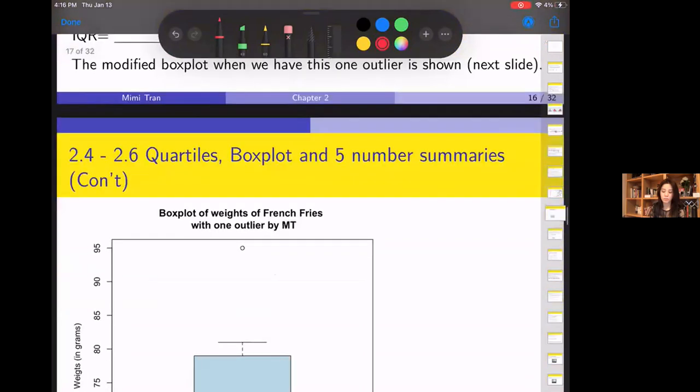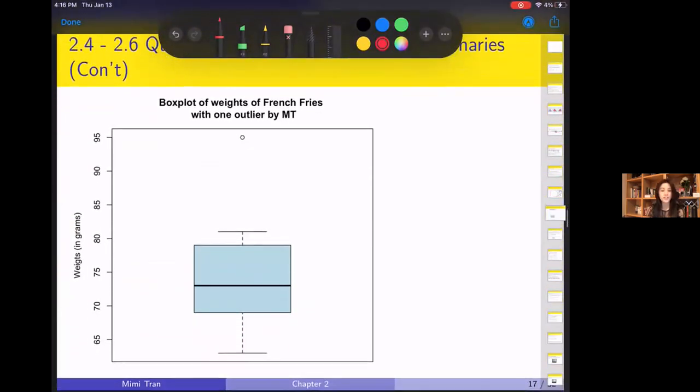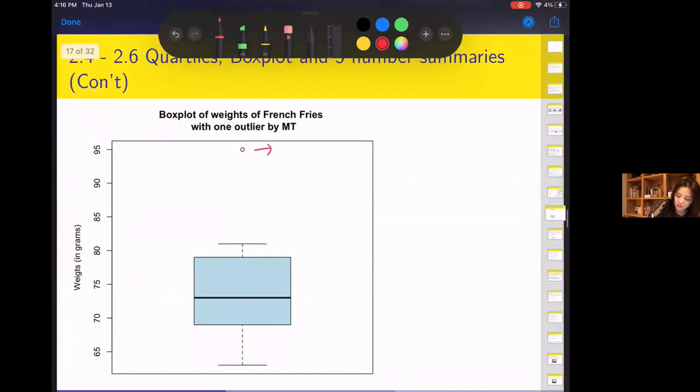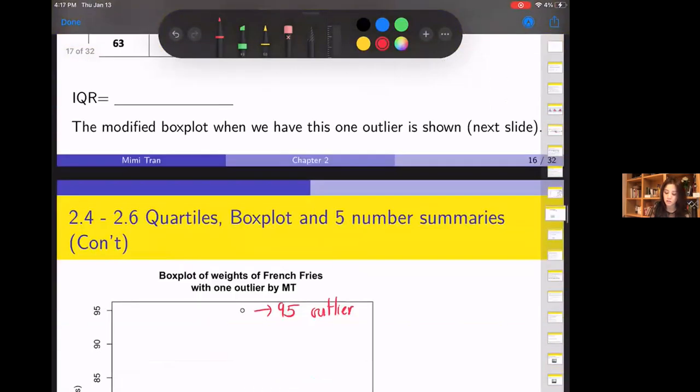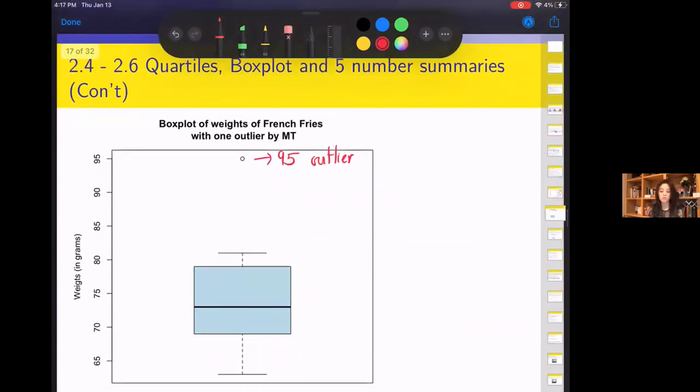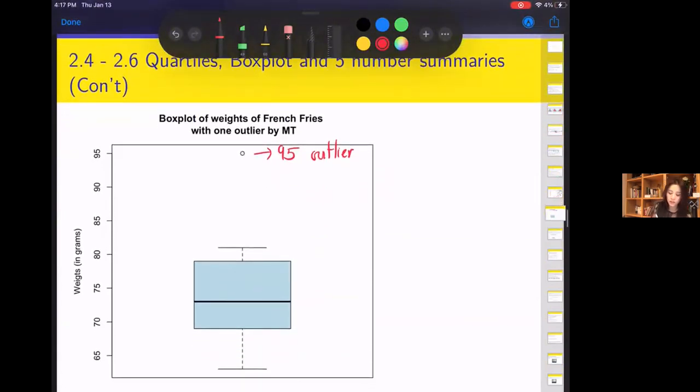If you plot it in R like I did here, you'll see the 95 outlier is outside the range. The range was the black one, from 54 to 94, so 95 is to the right of 94. And look at that, 81 is now your max. So if we're asked to evaluate the range of a certain data set, we just have to ignore the outliers.